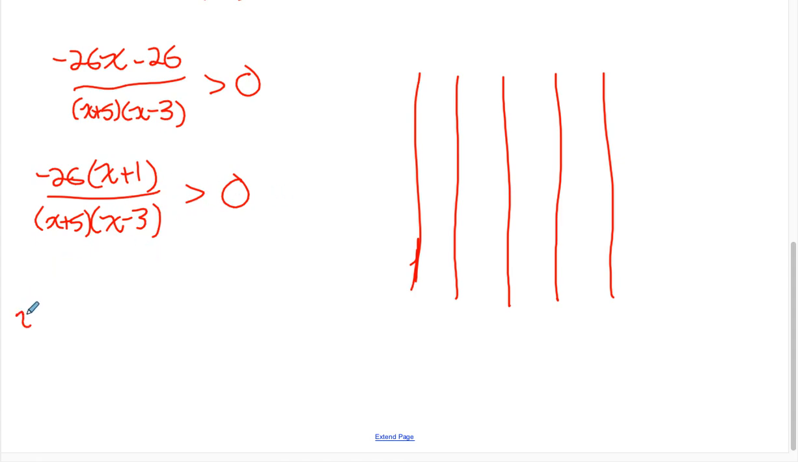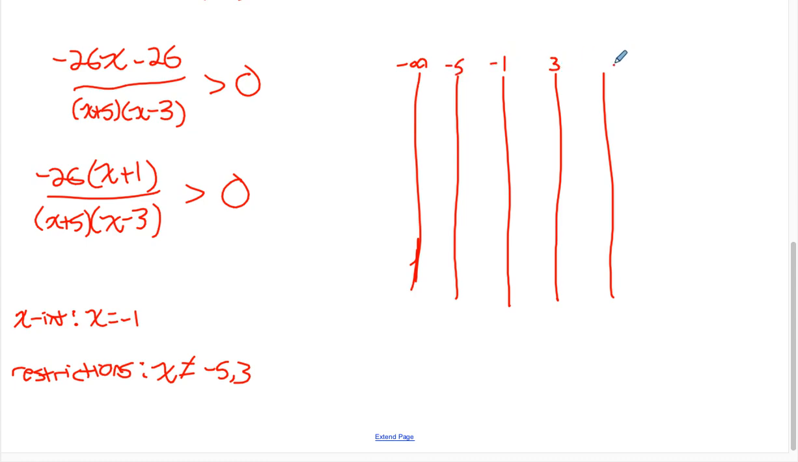So let's write down where the x-intercepts are. The x-intercepts are the zeros of the numerator. The only way the numerator could be 0 is if x was negative 1. And the vertical asymptotes are at the restrictions of the function. So what can't x be? What would make the denominator 0? Well, x can't be negative 5 or 3. So these are the three places where the function could change from being negative to positive. So I'm going to write them in order: negative 5, negative 1, 3.